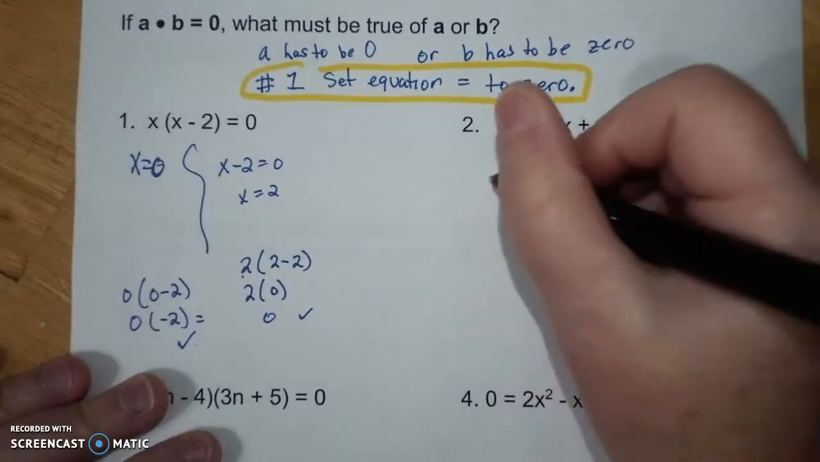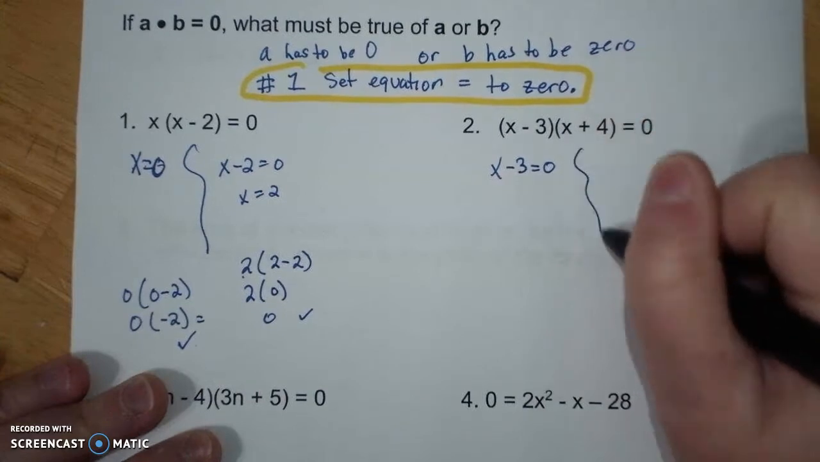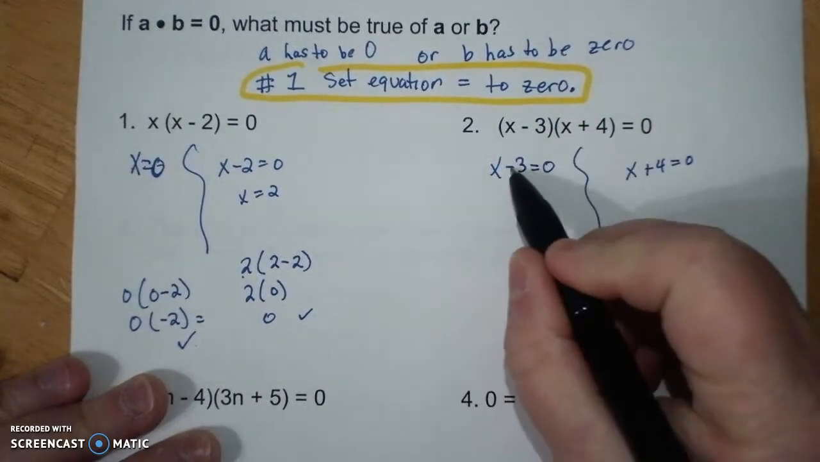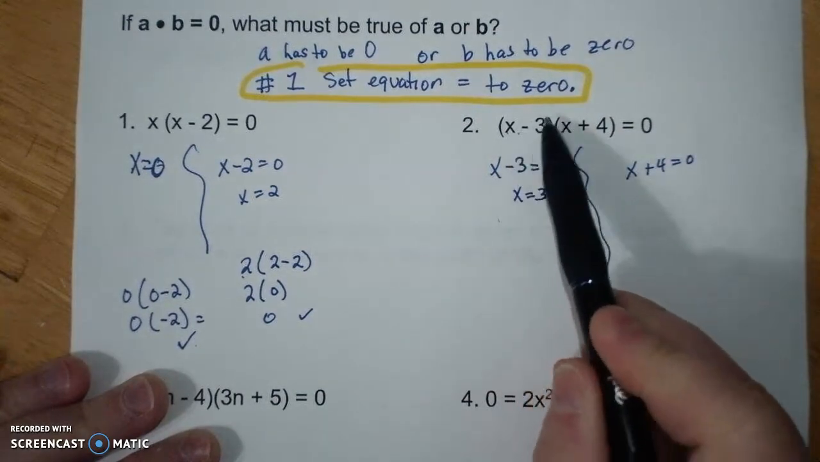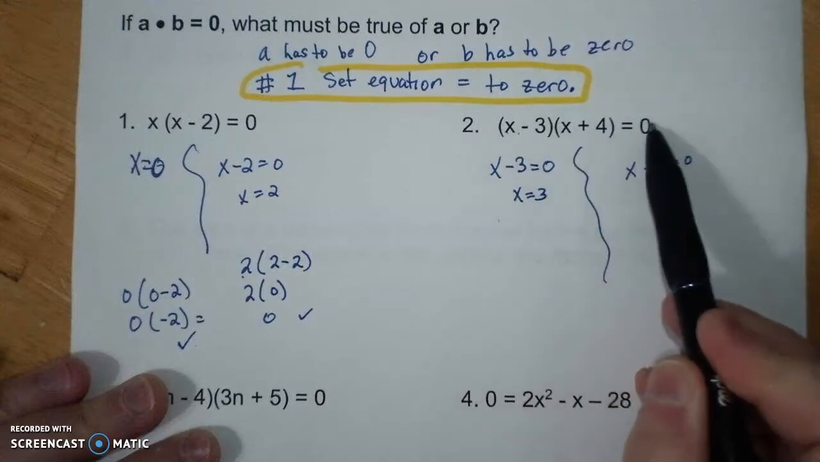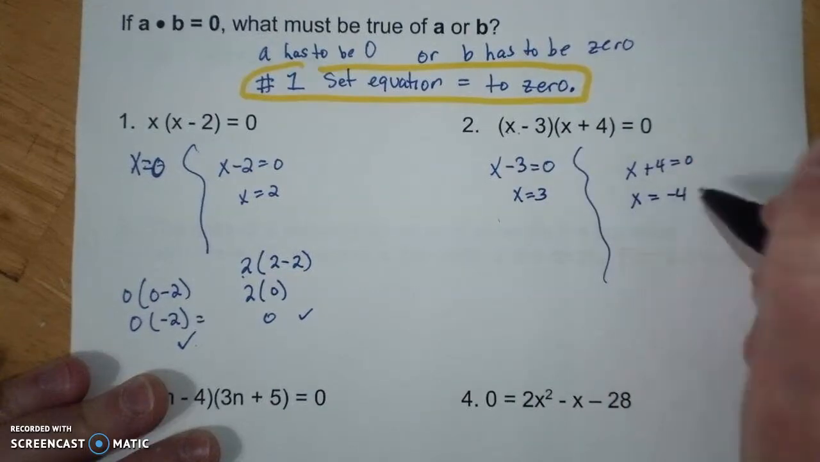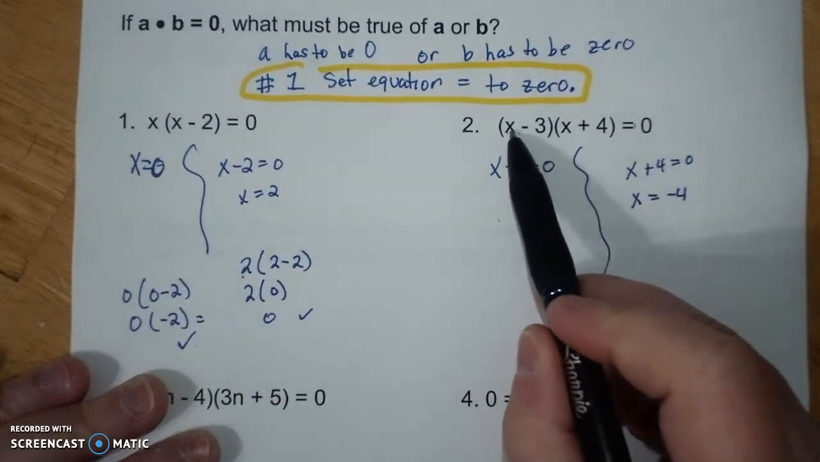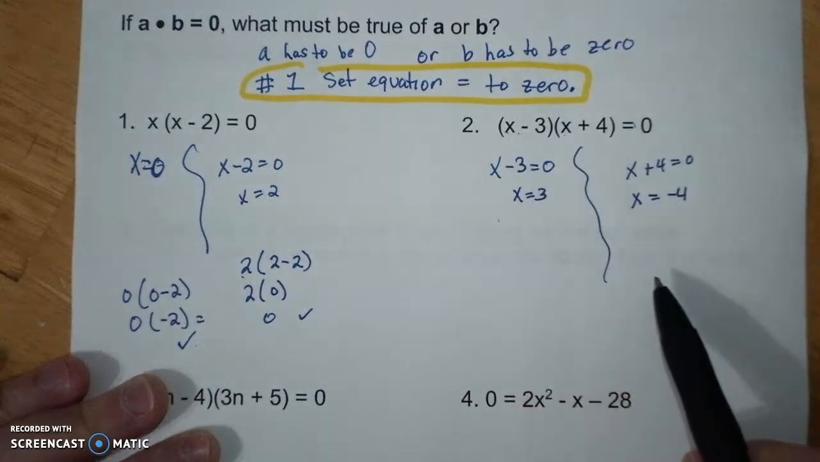Likewise, if I make this blob equal to 0, or if I made this blob equal to 0, I'm going to pull the 3 over. So x equals 3, because 3 minus 3 makes it a 0, and 0 times anything is 0. And if x equals negative 4, it would be negative 7 times 0, which would still be 0.